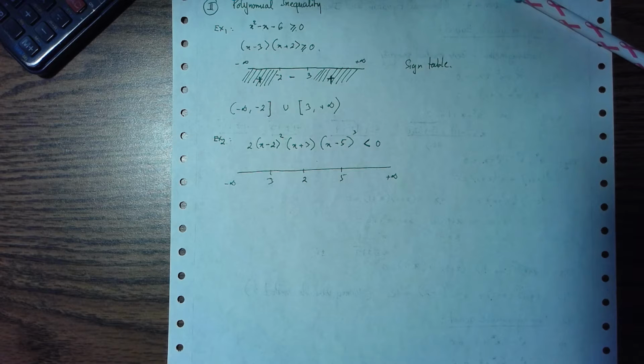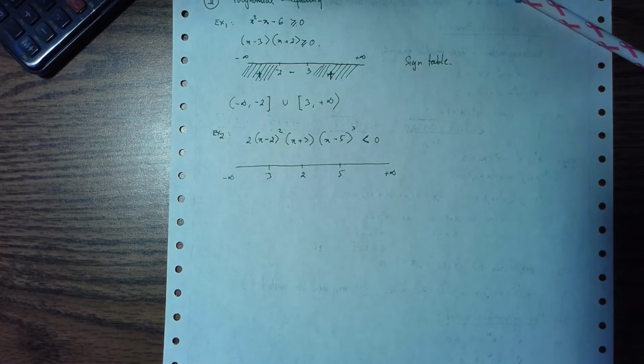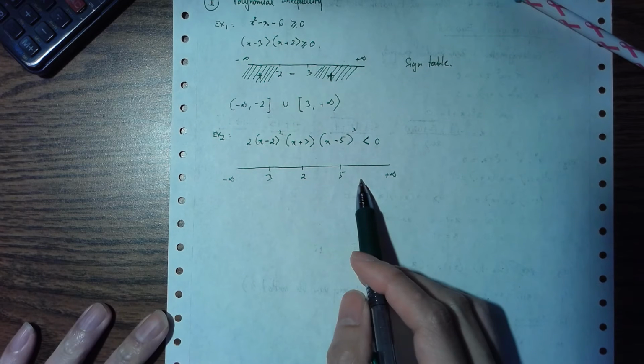Okay, and you're gonna do like this. Because this one has 3 zeros, it divides the number line into 4 parts. Okay, into 4 parts, and we're gonna check the sign for each part by plugging in a value. For example, you want to plug in values for this part. You want to plug in 6, right?